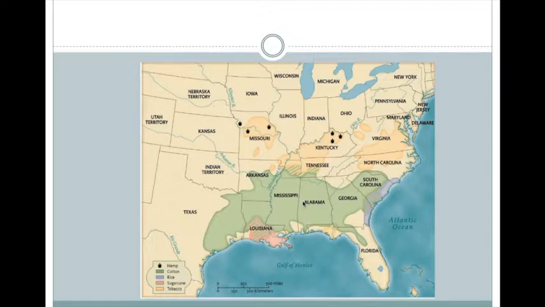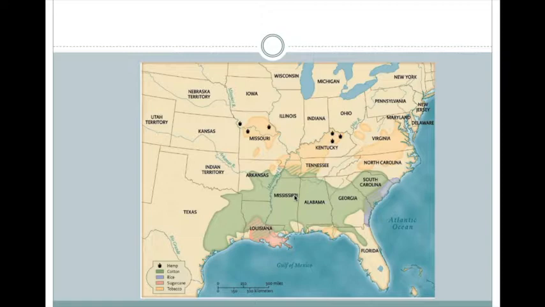Cotton was grown in the Old South. And when I say the Old South, what I'm referring to is this area of the country prior to the Civil War. After the Civil War, this area of the country will be referred to as the New South.